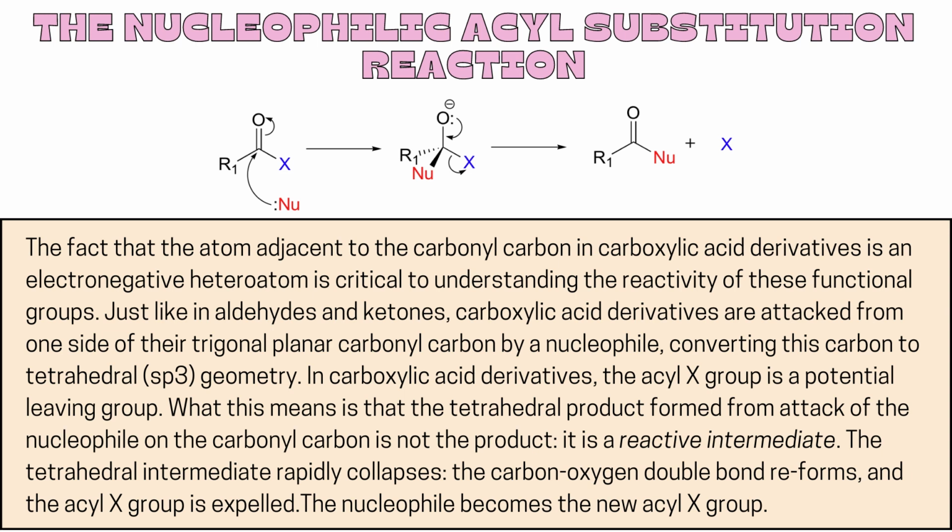The middle diagram or figure shows the reactive intermediate, and the tetrahedral intermediate rapidly collapses. The carbon oxygen double bond reforms and the acyl X group is expelled. So we can see the R1CO nucleophile plus X. We can note that in the product, the nucleophile becomes the new acyl X group. This is why this reaction type is called nucleophilic acyl substitution, in which one acyl X group is substituted for another.